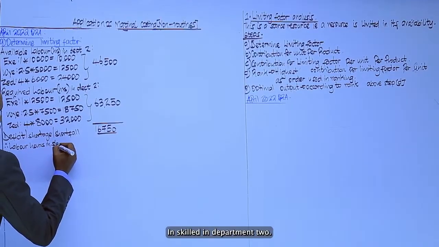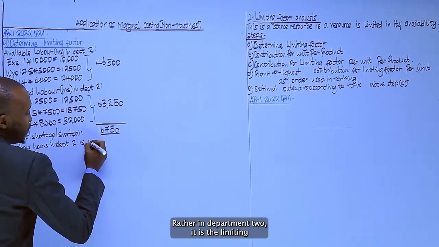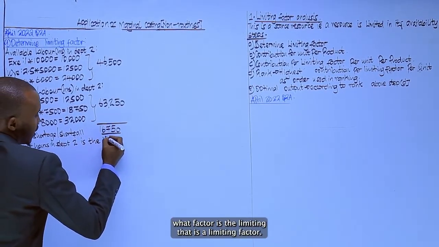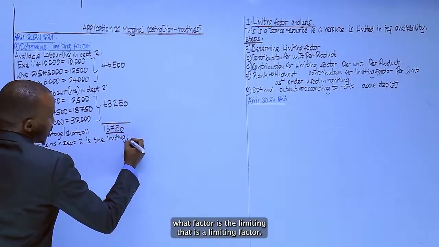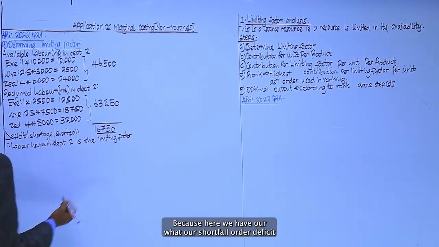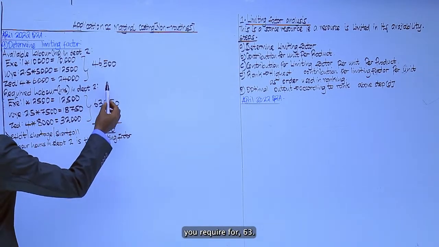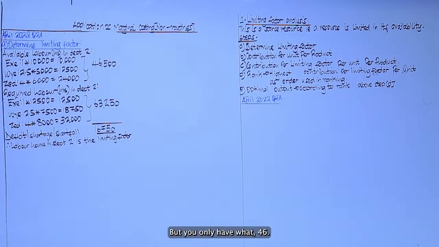But before we determine that, let us therefore say your skilled labor hours in department 2 is the limiting factor. That is a limiting factor. How do we know? Because here we have a shortfall or a deficit. You require 63, but you only have 46. You can only use what you have, okay?